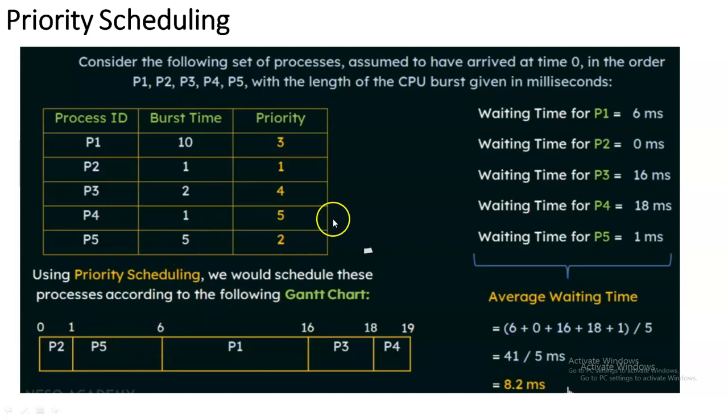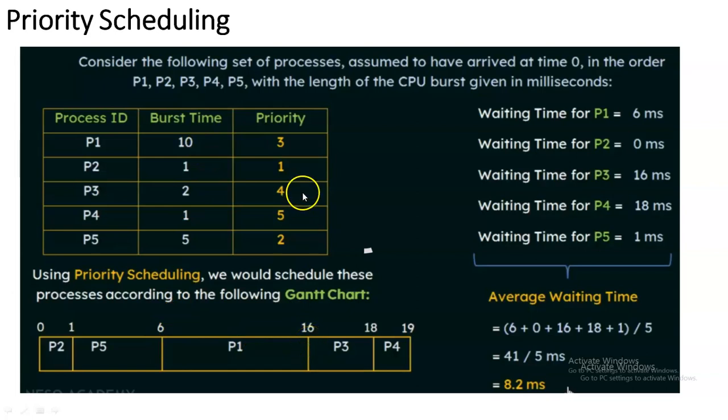After P5, the priority goes to P1. After 2, the priority goes to 3, that is, the process P1. So P1 is scheduled to the CPU at time 6. The burst time of P1 is 10. So 6 plus 10, the completion time of P1 is 16.